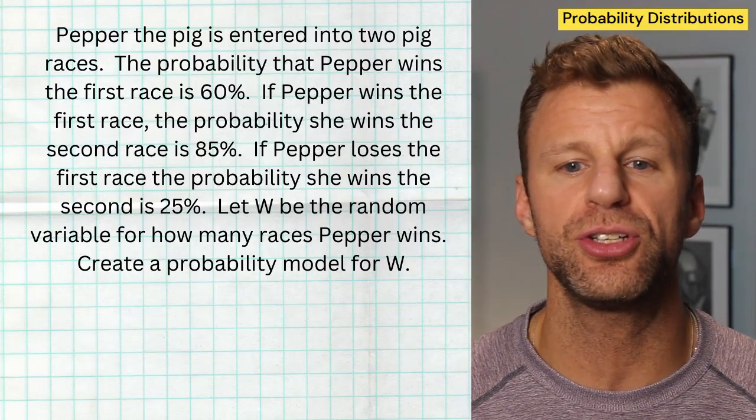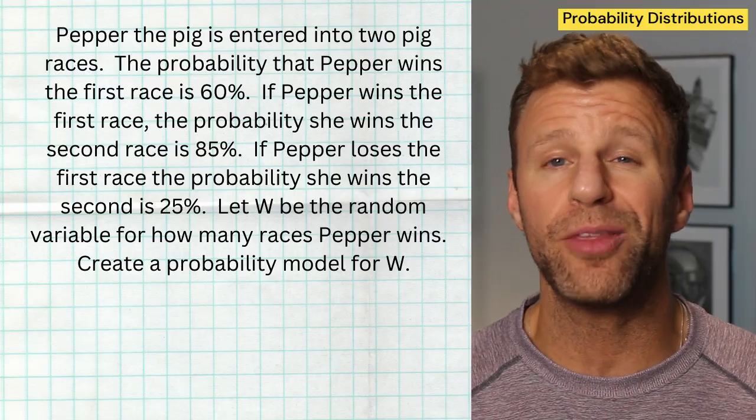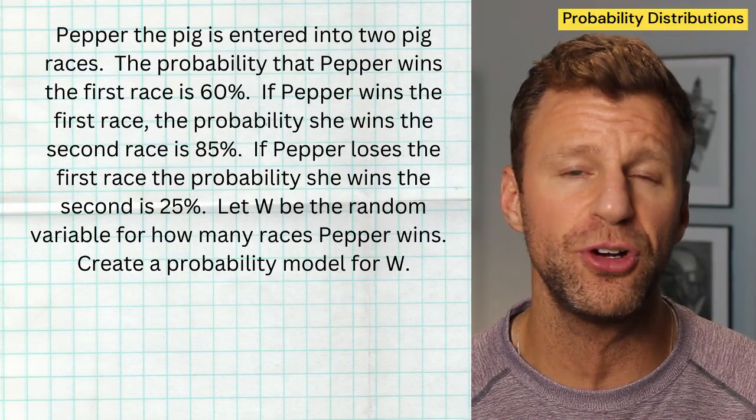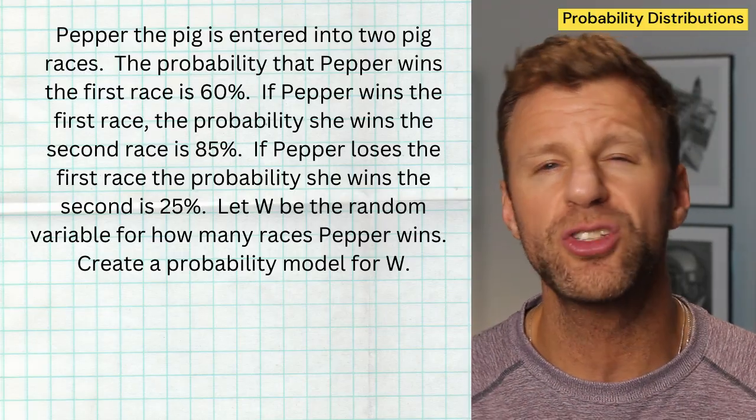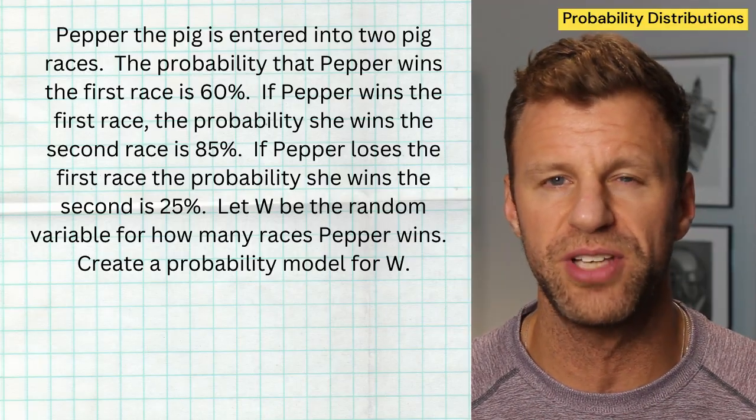Now, in some cases, you're going to be given information and asked to build your own probability distribution based on a scenario. So let's look at one now. Pepper the Pig is entered into 2 pig races. Now, the probability Pepper the Pig wins the first race she enters is 60%, so we automatically know she's got a 40% chance to lose that first race.